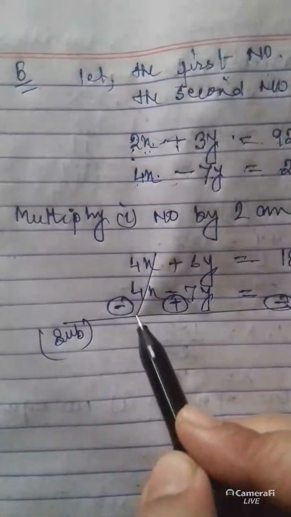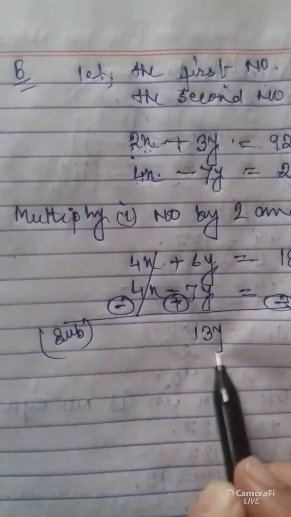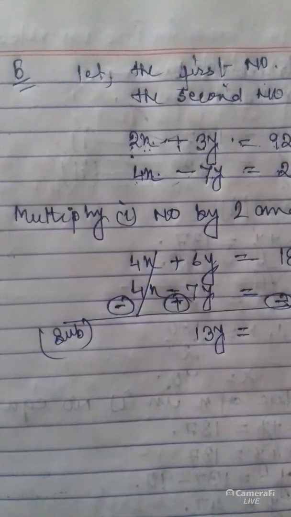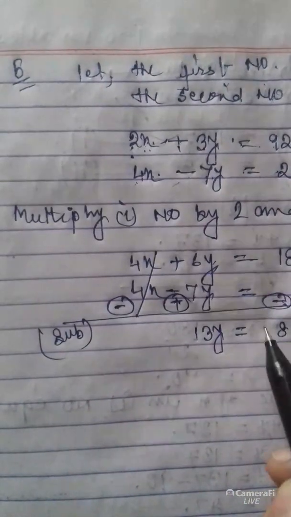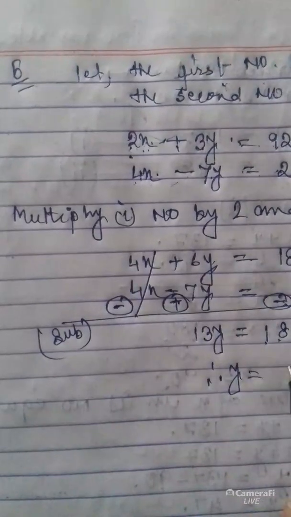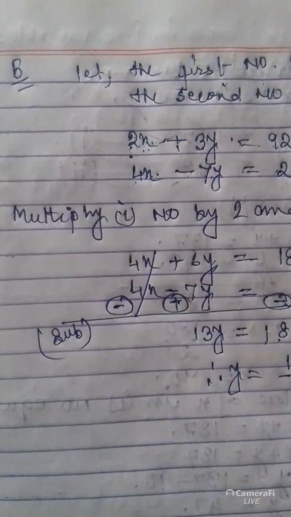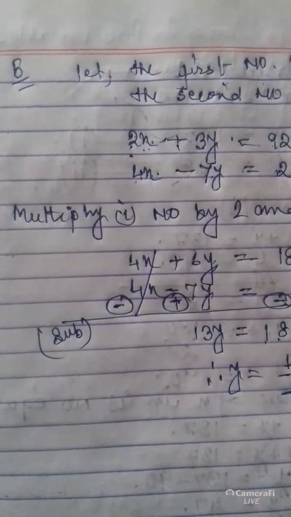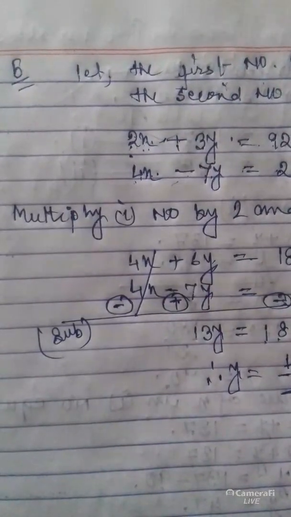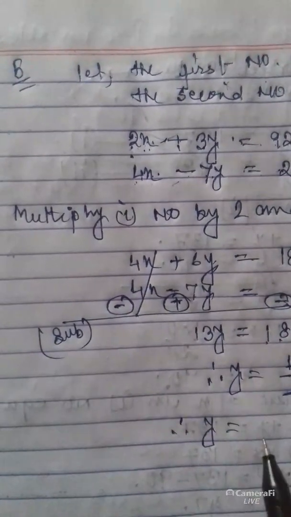4x minus 4x cancel. 6y plus 7y, 13y equal to 182. Therefore, y equal to 182 by 13. 13 ones are 13, 13 fours are 52. Therefore, y equal to 14.